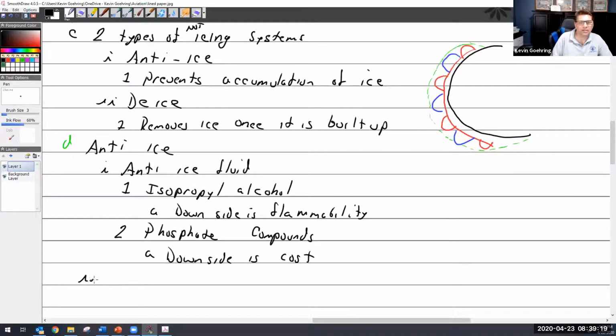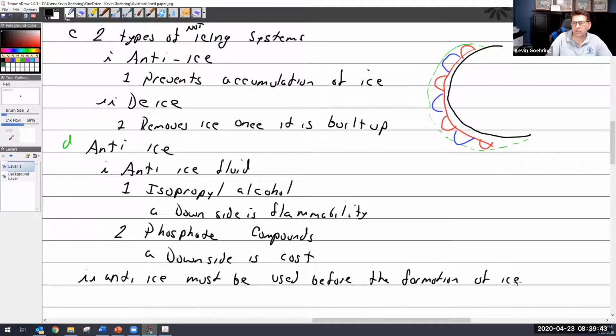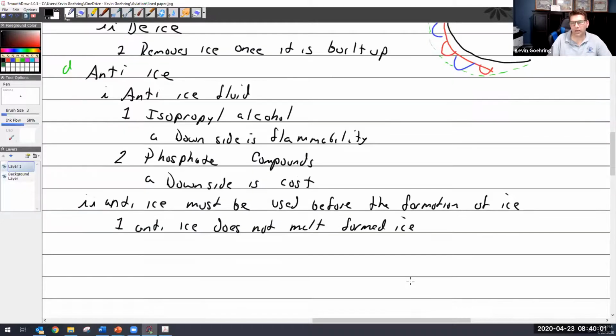So anti-ice must be used before the formation of ice. I'm going to say formation of ice, but if you get a little bit of ice, that's fine. So use before the formation of ice. Anti-ice does not melt formed ice. So it's not going to melt the formed ice.